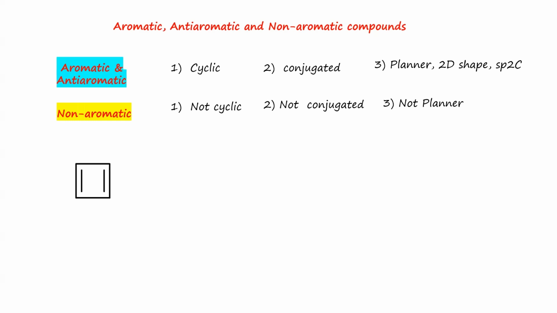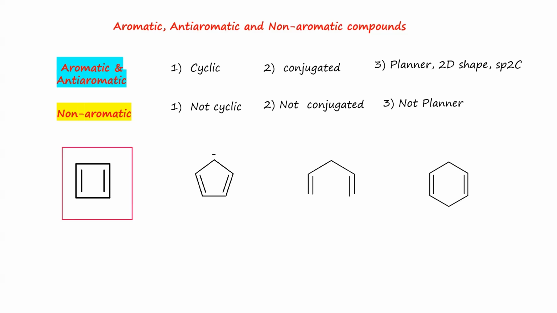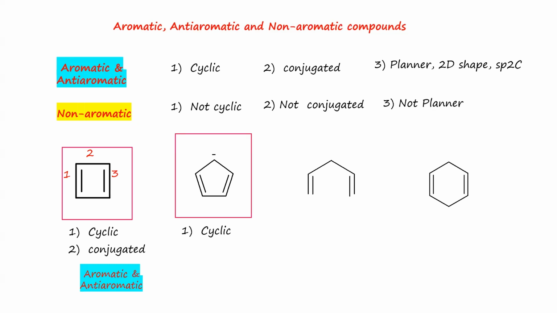For example, these are the compounds. First, it is cyclic, then double bond, single bond, double bond, means it is conjugated. So it is an example of aromatic or anti-aromatic. Next, it is a cyclic compound, double bond, single bond, negative charge. So this is the conjugated system. So it is an example of aromatic or anti-aromatic.